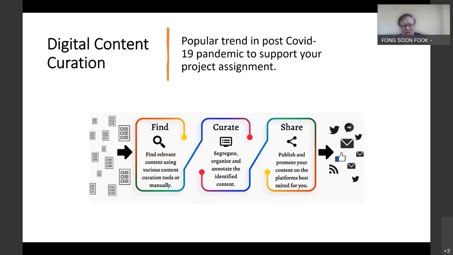Excuse me, Prof. Yes. I saw the word curation, curators, on Twitter, but I can't understand what it means, because I know the curator is in the museum. Can you explain the term curation in digital content?